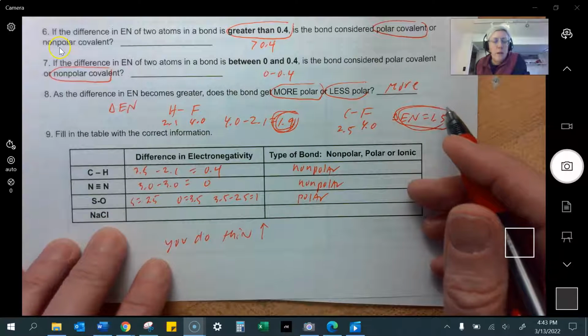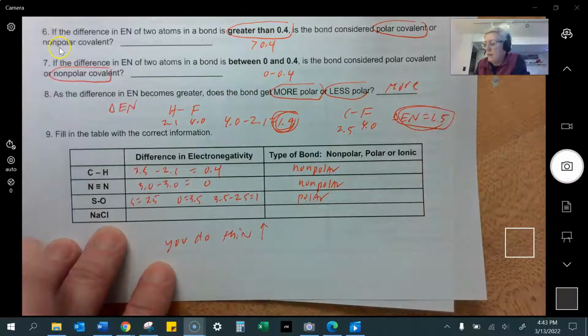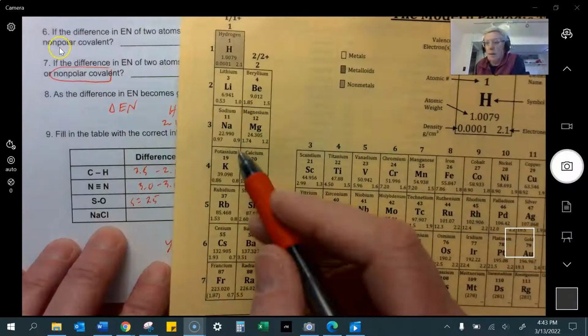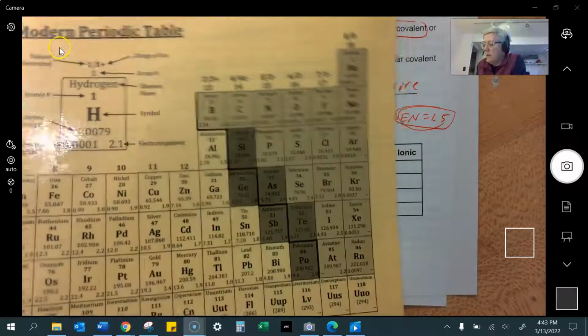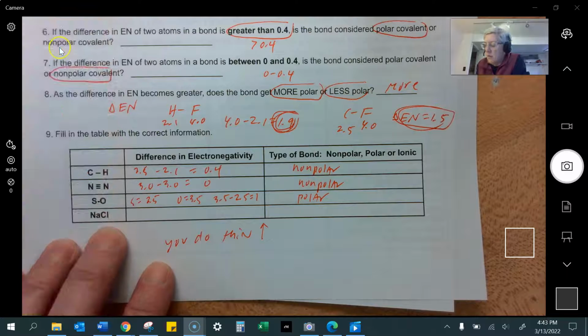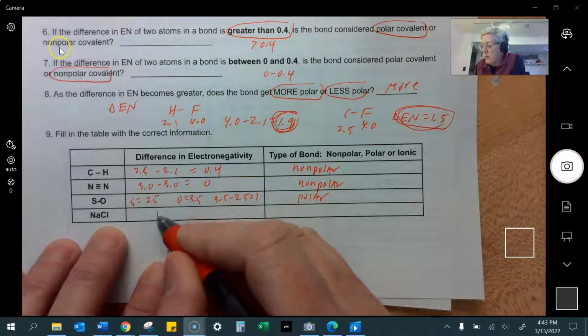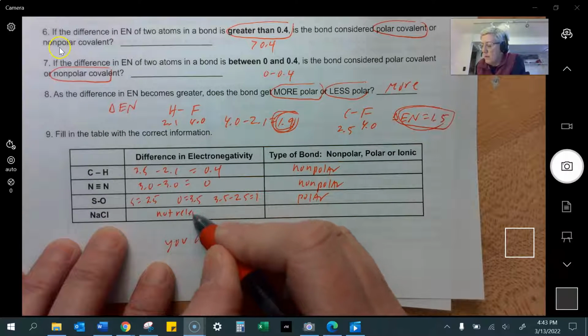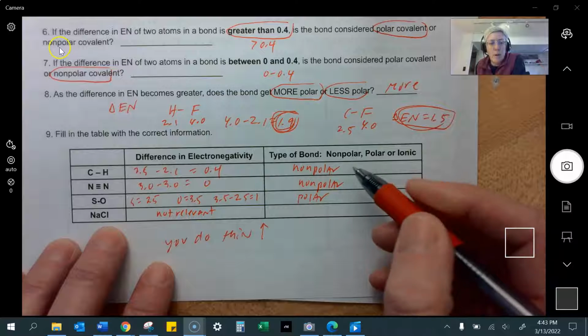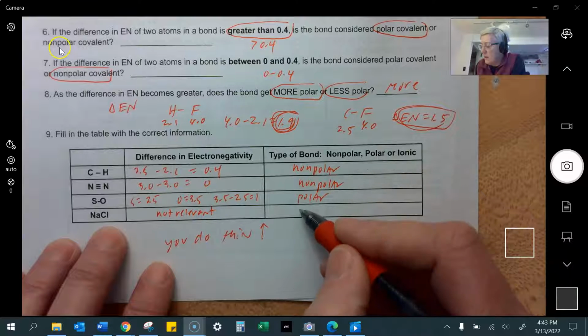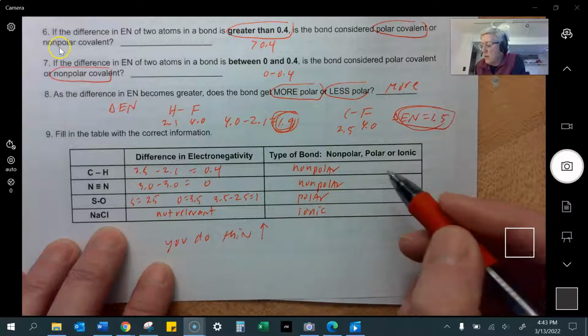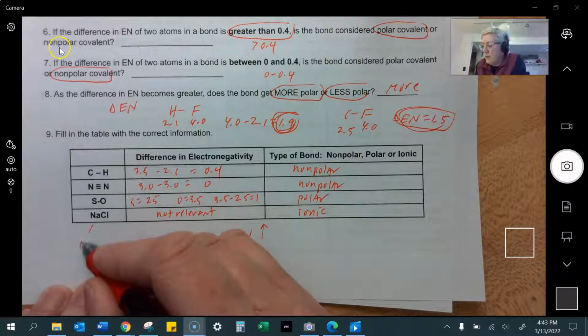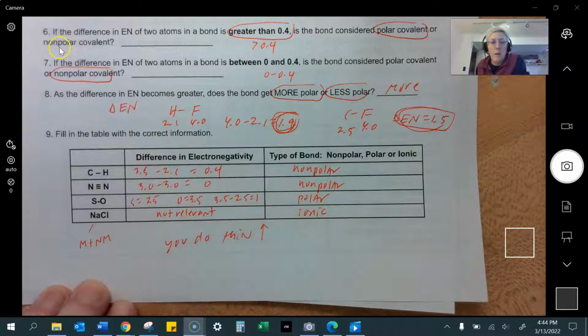All right, and then NaCl, that's actually a metal. Sodium is a metal. Chlorine is a nonmetal, so that is an ionic bond. So I'm going to say not relevant. We don't use electronegativities if the bond is ionic. So this is an ionic bond because we have a metal plus a nonmetal.